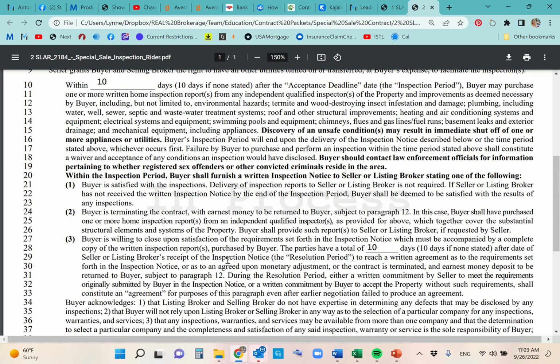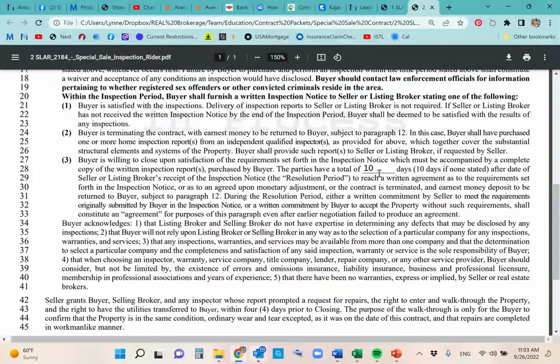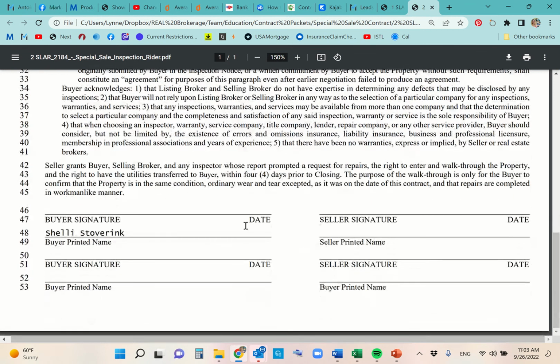Then down here, when you read this section, this is what happens if there is negotiation after the inspection report. This section says that the buyer and seller have 10 days after the submission of the buyer's inspection notice. There are 10 calendar days that start ticking where they will get resolved and in agreement with each other, right? So you don't leave this blank, and you certainly do not put NA in this, because that would absolve you of any negotiation here. And then again, you sign it, and they'll sign it when they accept your offer.